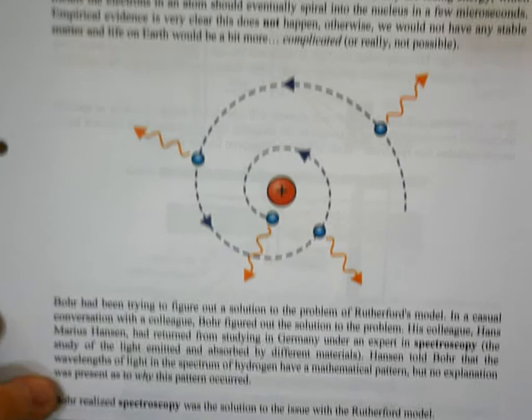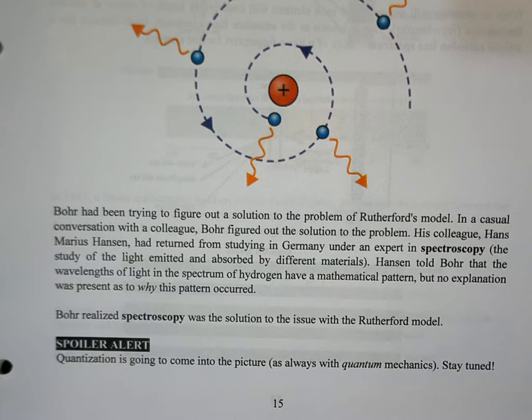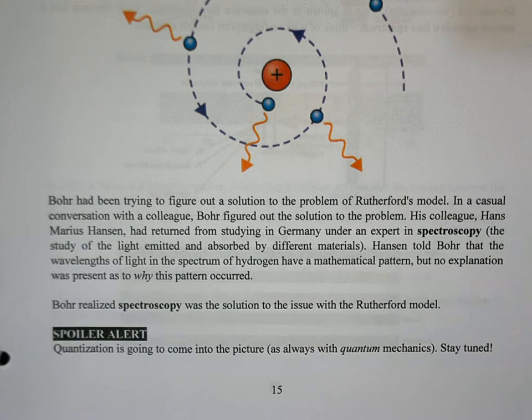So Bohr and Rutherford tried to figure out what this was, and what they ended up doing is looking at a different branch of physics to find the solution. And this came through a conversation between Bohr and his colleague Hansen. Hansen had returned from Germany to study spectroscopy, which looks at the light emitted and absorbed by different materials. What Hansen told Bohr is that the wavelengths of light in the spectrum of hydrogen have a mathematical pattern, but nobody could explain why it had a mathematical pattern.